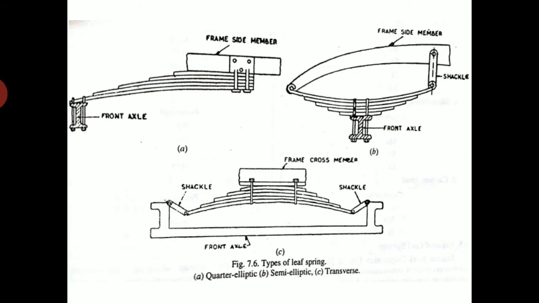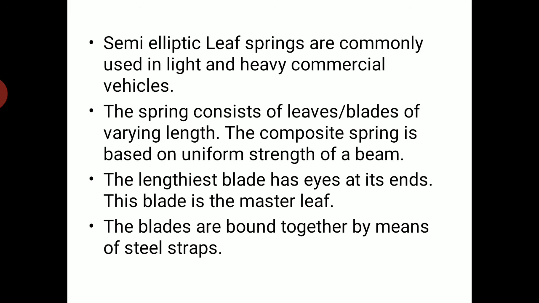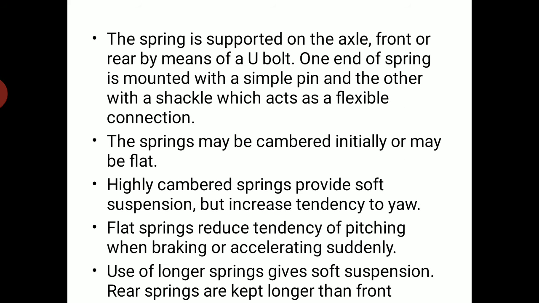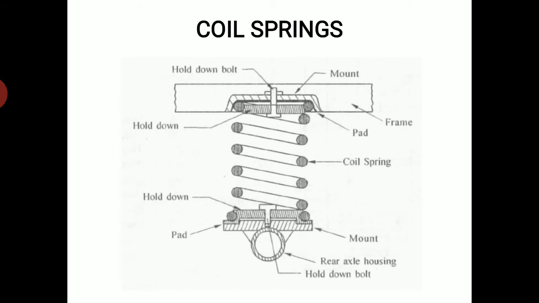You can see the different types of springs. These are called leaf springs. Semi-elliptical leaf springs are commonly used in light and heavy commercial vehicles. The spring consists of leaves, or blades, of varying length. The blades are bound together by means of steel straps. Next comes coil springs. You can see the figure of the coil springs.